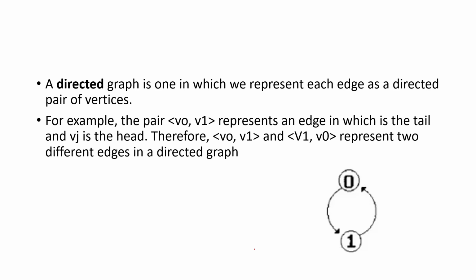A directed graph is one in which we represent each edge as a directed pair of vertices. Here there is an edge connecting from 0 to 1. There is an edge connecting from 1 to 0. So V0 and V1 are the vertices. The list of vertices are V0 and V1. So this is an example of a directed graph because there is a direction which connects from where to where.